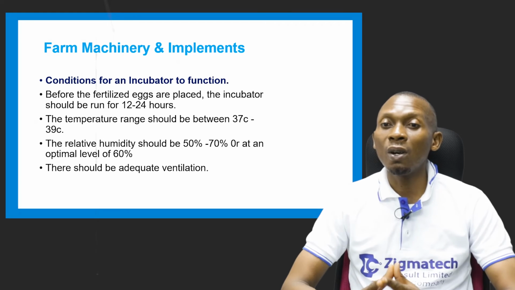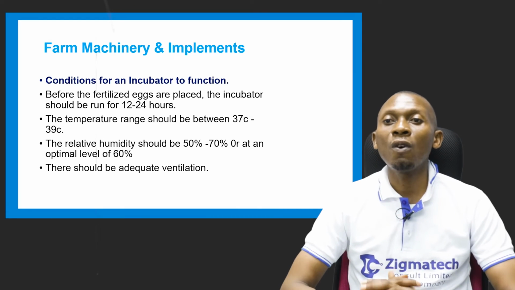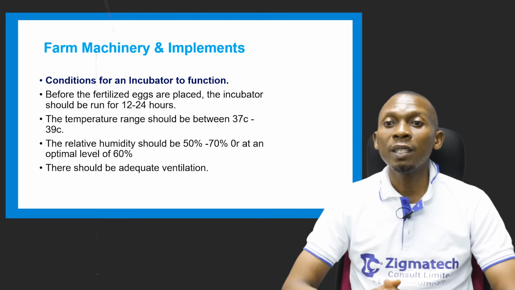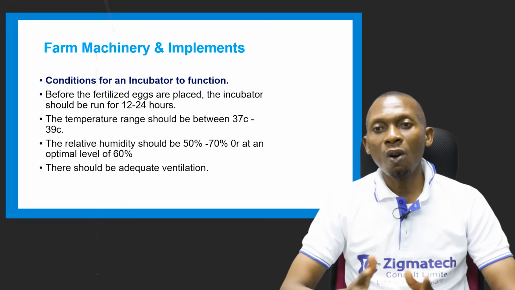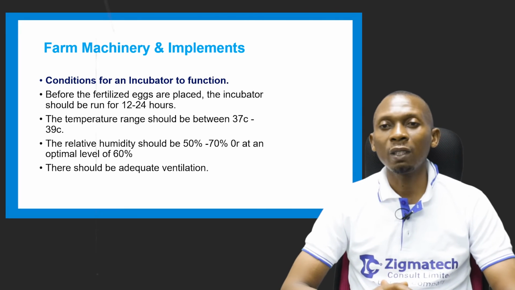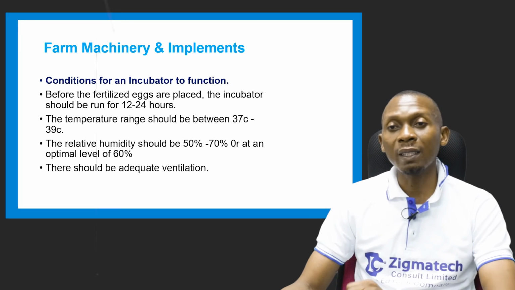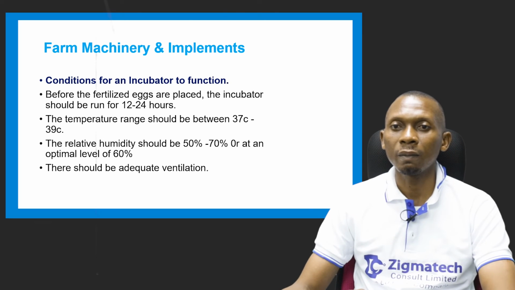Relative humidity is another aspect that you need to consider in order for an incubator to function properly. The relative humidity should be within the range of 50% to 70%, or you can just have it at an optimal level of 60%. There should also be adequate ventilation in order for an incubator to function properly.